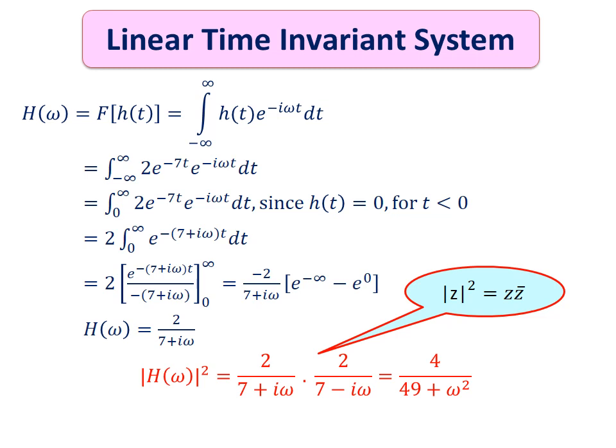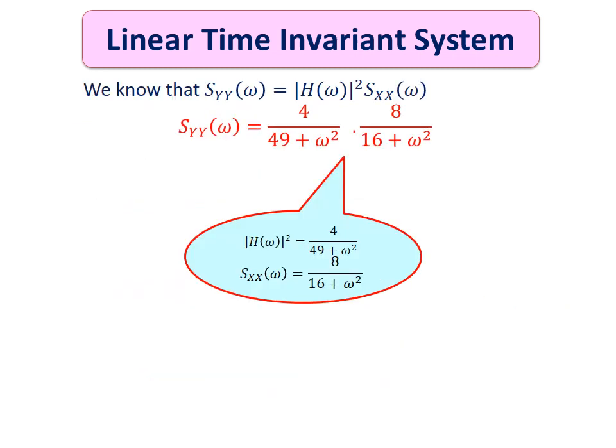So here the transfer function is 2 by 7 plus j omega. It is multiplied with 2 by 7 minus j omega, the conjugate of the first term. On simplifying this, we get 4 divided by 49 plus omega square. So we can use this result to get the power spectral density of the output.